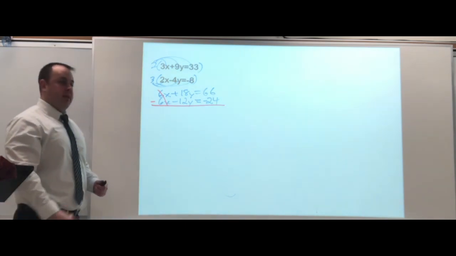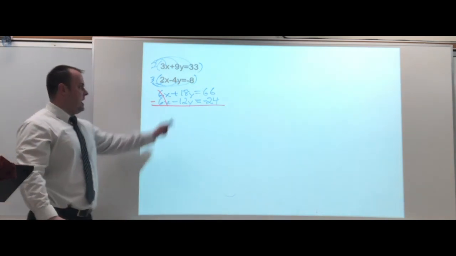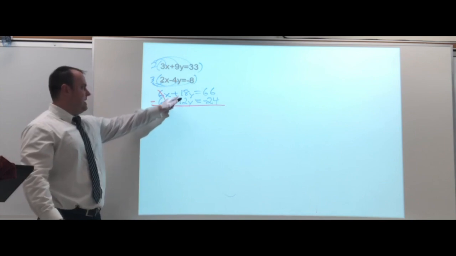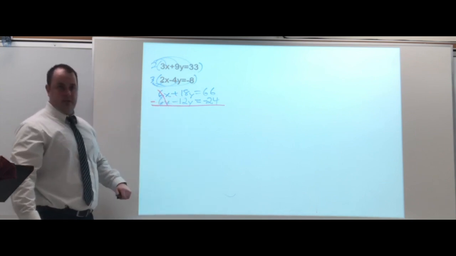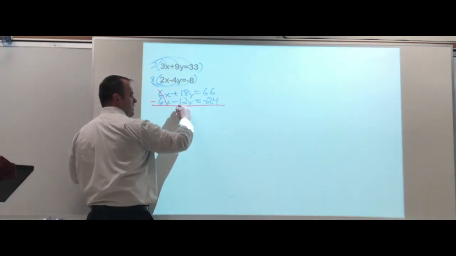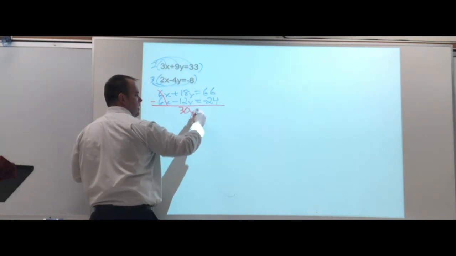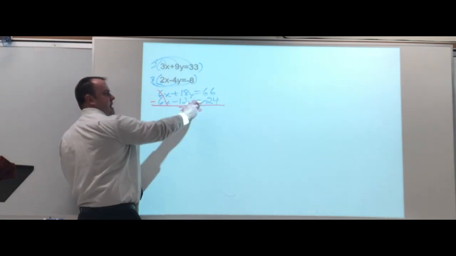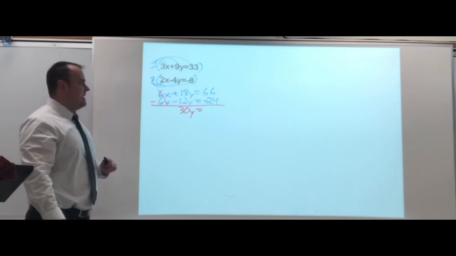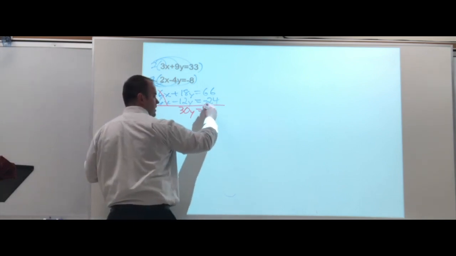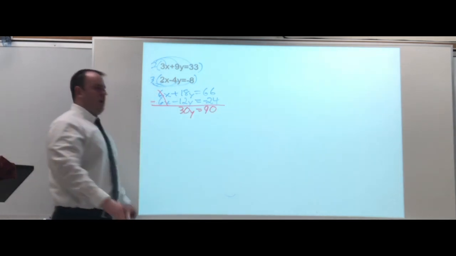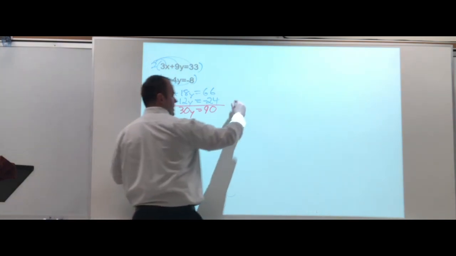Again, this is a common mistake, just working a little too fast. People just do 18 minus 12. It's 18 minus a negative 12, giving us 30y equals 66 minus a negative 24, which gives us 90. Do the work to get y by itself, and you get y equals 3.